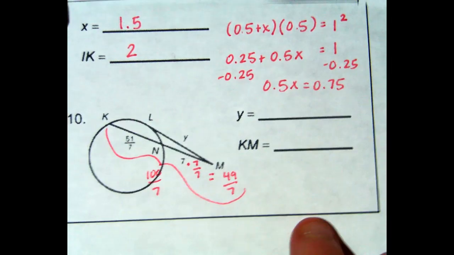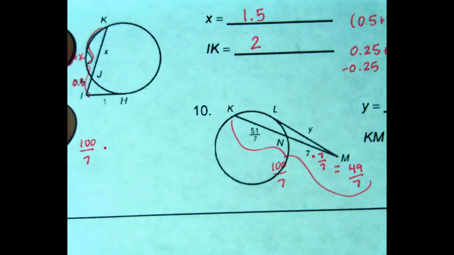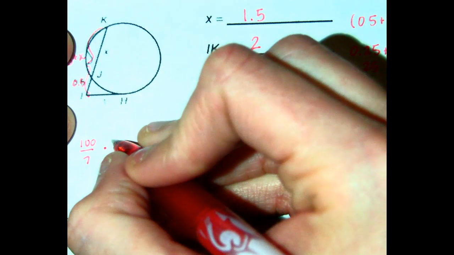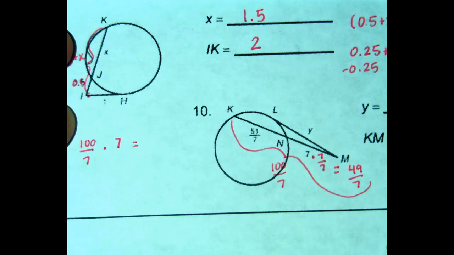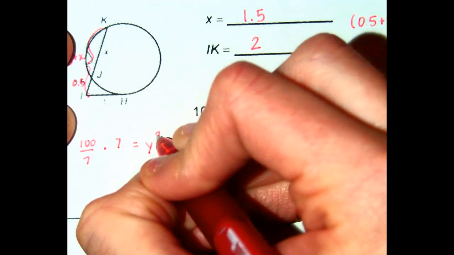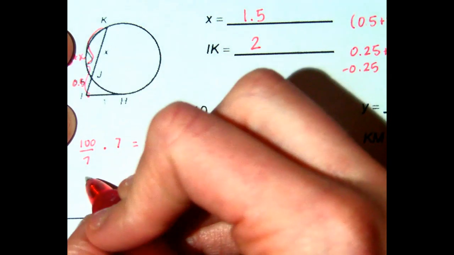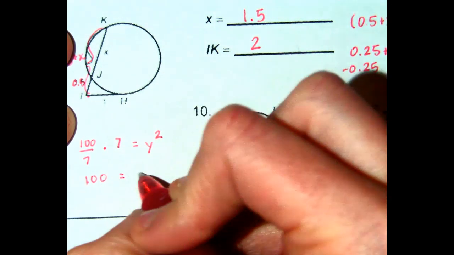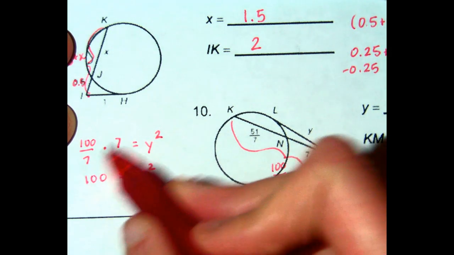Alright, I'm going to work this over here. The whole thing is 100 over 7 times the outside, 7 or 49 over 7. It really doesn't matter. Actually, it will, and you'll see why. Equals, what's the tangent? Y squared. What is 100 over 7 times 7? 100. That's why it helps out. Those two cross out. They cancel.